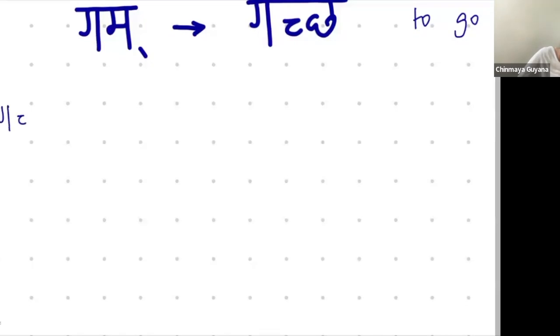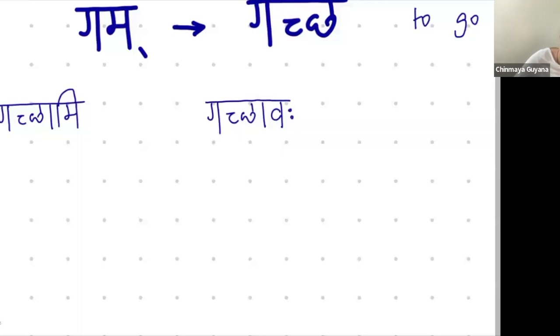Let me show you. Gacha. Everyone can write it also. Gachami. Gachavaha. As you're writing it, you should be saying it, by the way, not listening to music in the background and just drawing. You should be saying each sound as you write it.